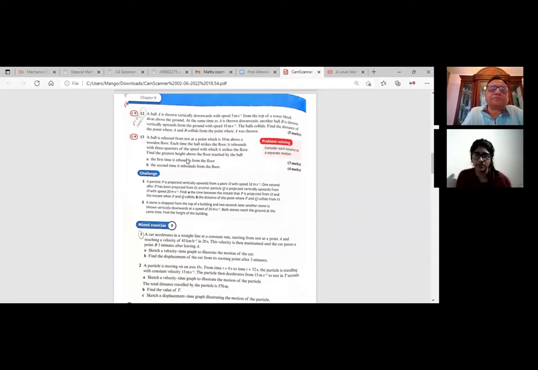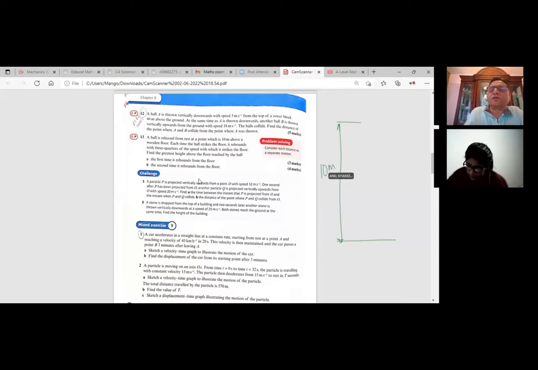A ball is released from rest at a point which is 10 meters above a wooden floor. Each time the ball strikes the floor, it rebounds with 3/4 of the speed with which it strikes the floor. Find the greatest height above the floor reached by the ball. So, that's the A question. The ball is released from rest at a point that is 10 meters above the wooden floor. So this distance is given to us as 10 meters.